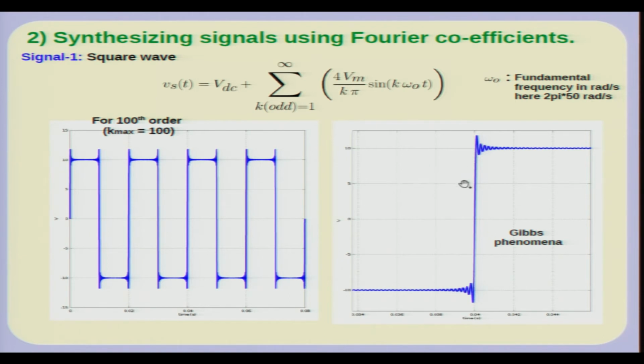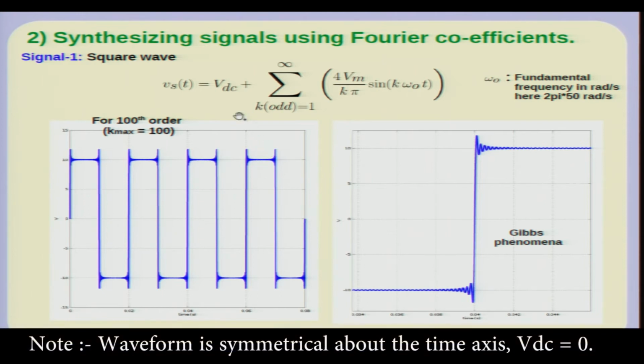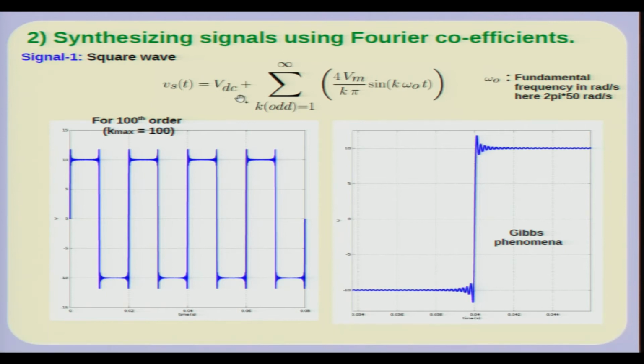One important point is, since it is a symmetrical square wave, in this particular case there is no DC or average component. That is something which you can easily see if you take out the Fourier components.